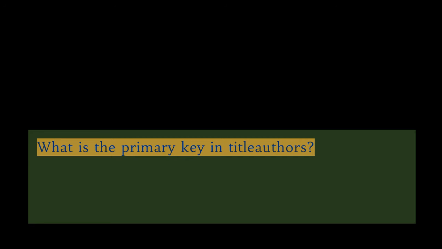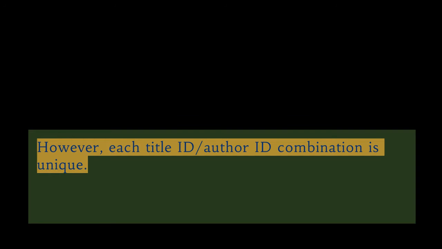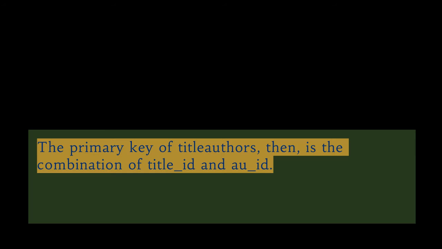What is the primary key in titleauthors? Neither the author ID nor the title ID uniquely identifies rows in titleauthors. The IDs of titles with more than one author are repeated, as are the IDs of authors who have written more than one book. However, each title ID, author ID combination is unique. The primary key of titleauthors, then, is the combination of title_id and au_id.